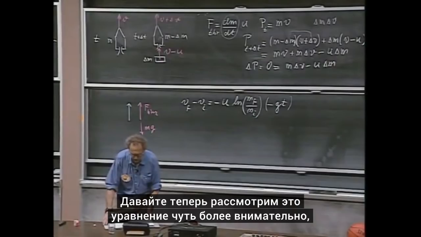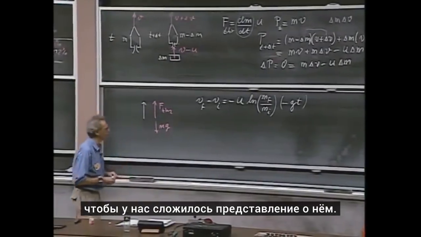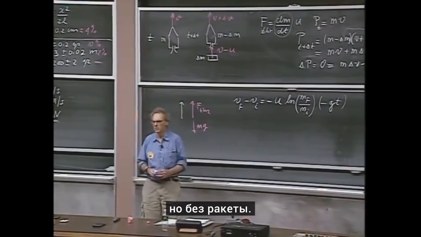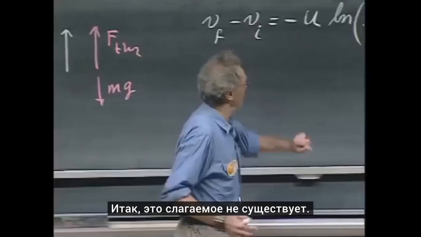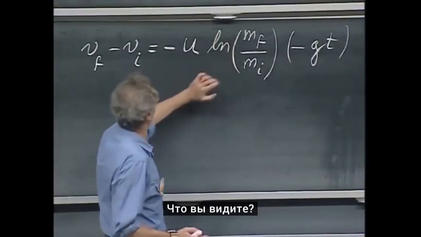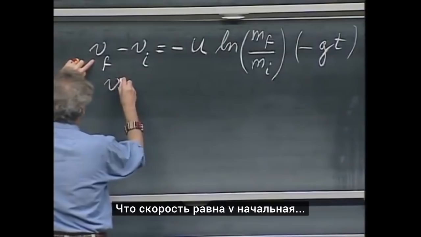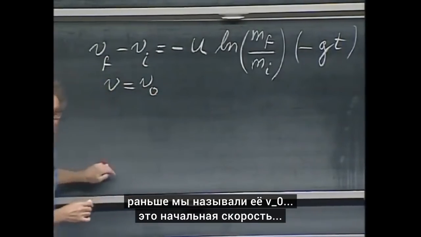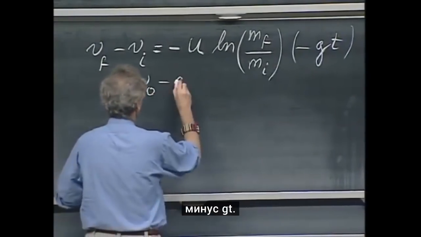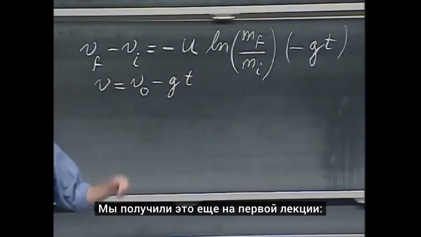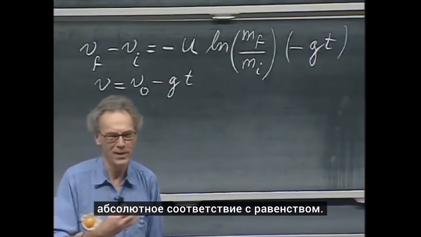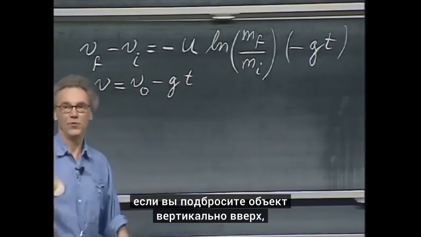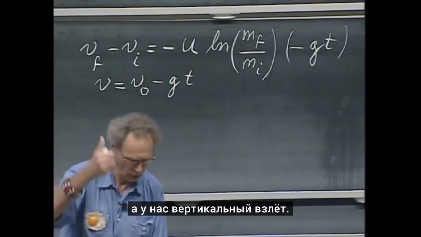Let's now look at this equation in a little bit more detail so that we get a little bit of feeling for it. Suppose we had a vertical launch from Earth, but we had no rocket. It's possible. So this term does not exist. What do you see? That the velocity equals v initial, which we called v0 before in 801, the initial speed, minus gt. We had that result during our first lecture. Completely consistent with this equation. If you have no rocket, you get that v equals v0 minus gt, if you throw the object vertically up, and we had a vertical launch.